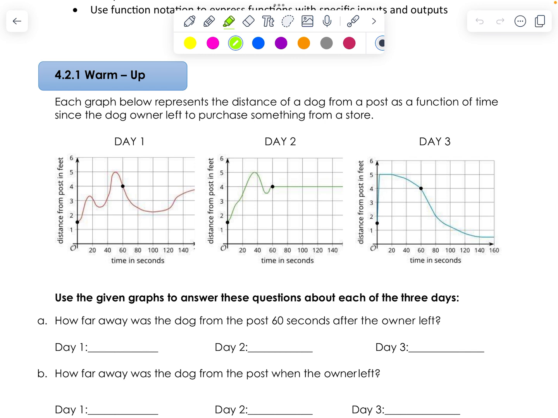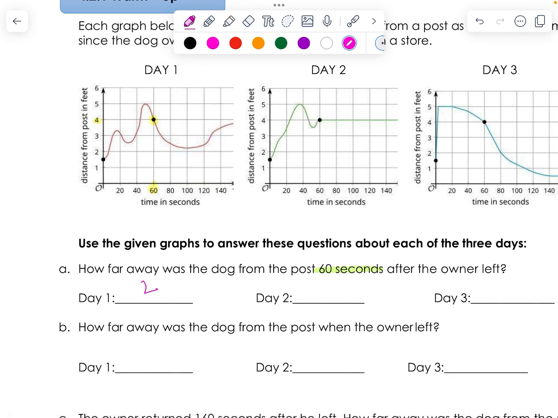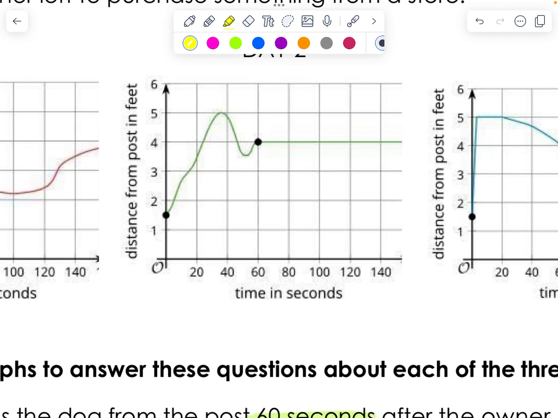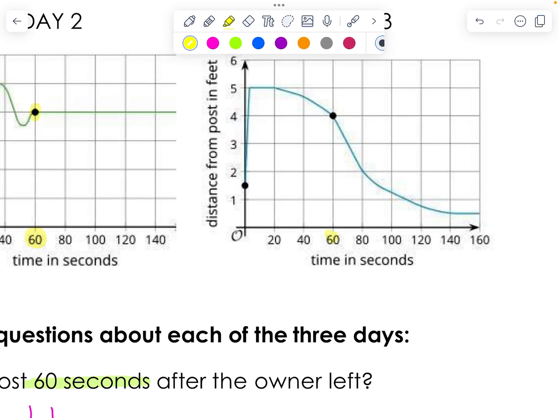So question A says, how far was the dog from the post at 60 seconds after the owner left? So for each day, we're going to go to 60 seconds. What's the distance? Day 1 is 4. Day 2 is also 4. Day 3, 60 seconds, here, 4.